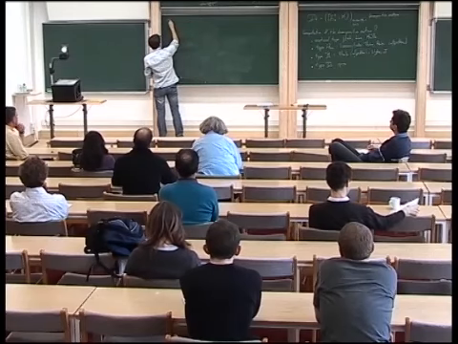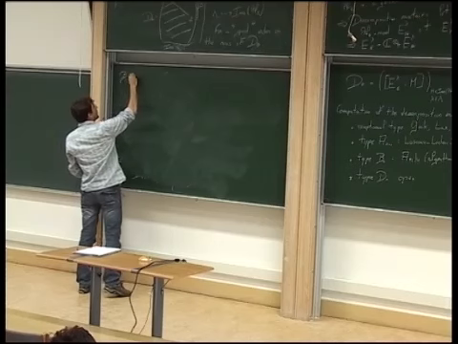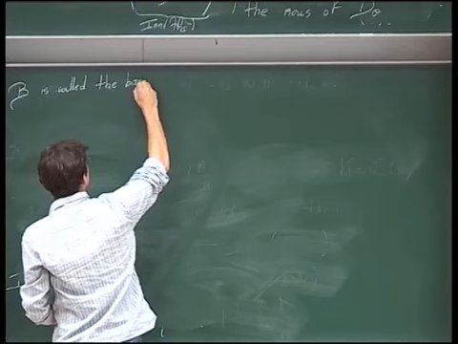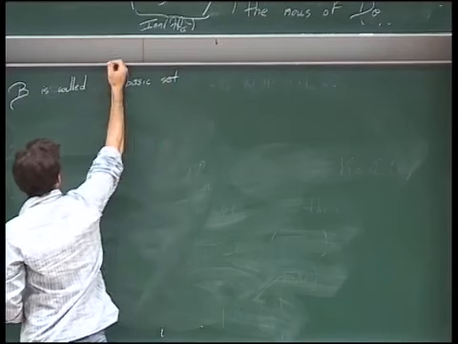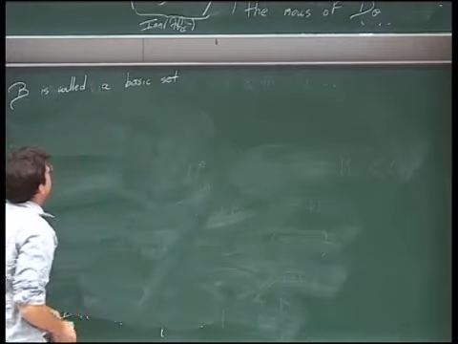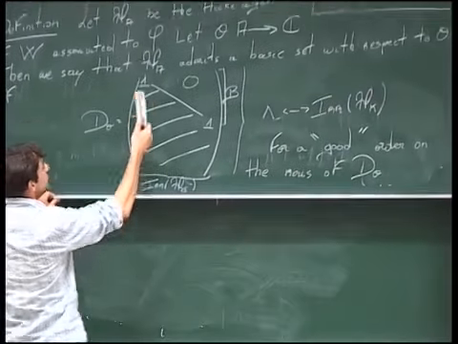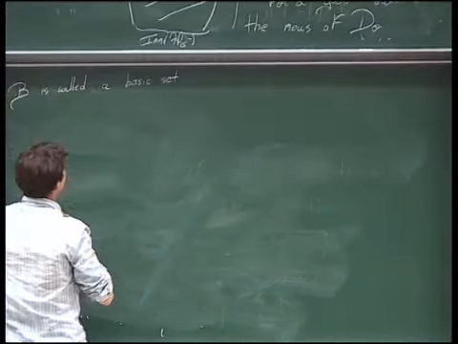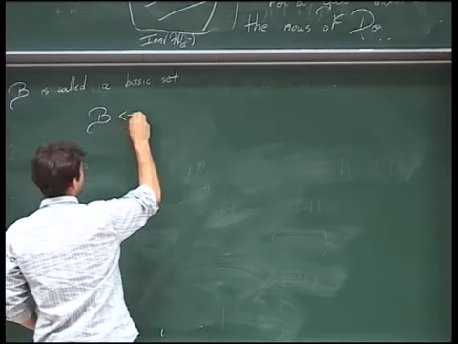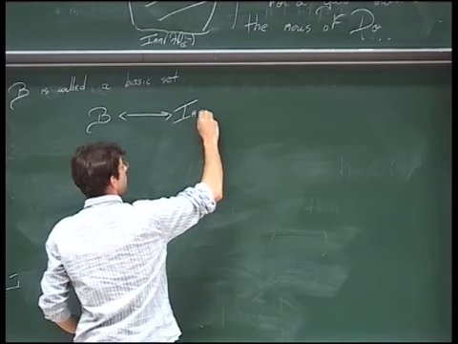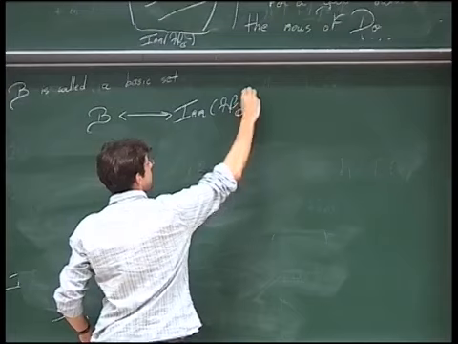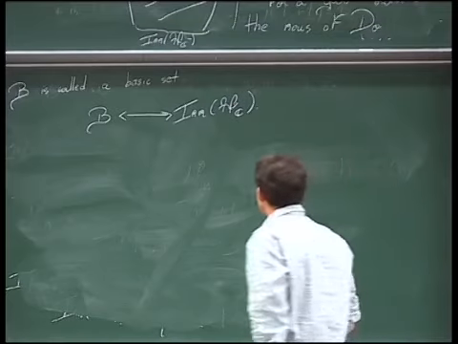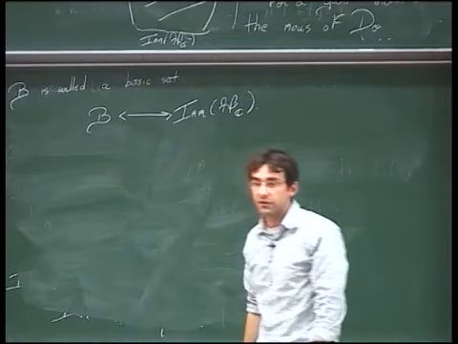So B is called the basic set. And yes, if we just look at this decomposition matrix, then each of the simple modules is in correspondence with an element of B. So you really have a correspondence between these. So this set really gives a natural parameterization of the simple modules for HC, this basic set.